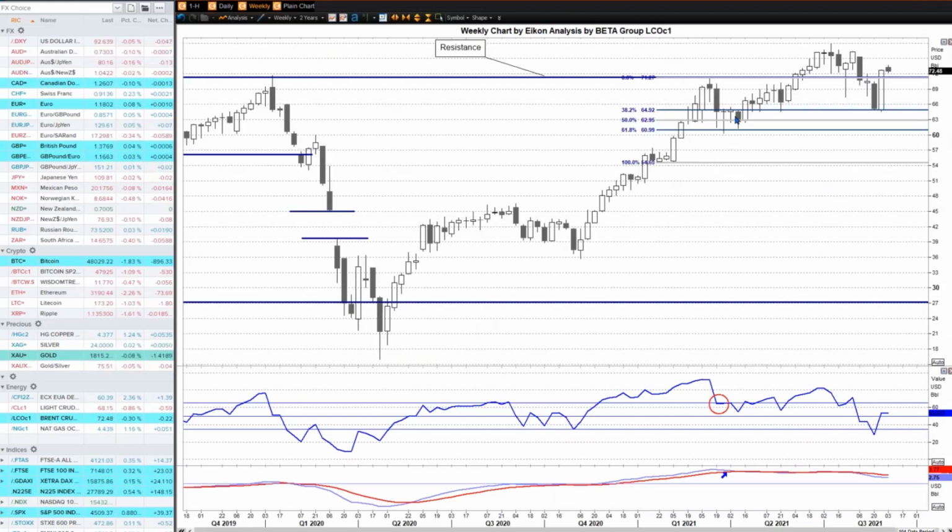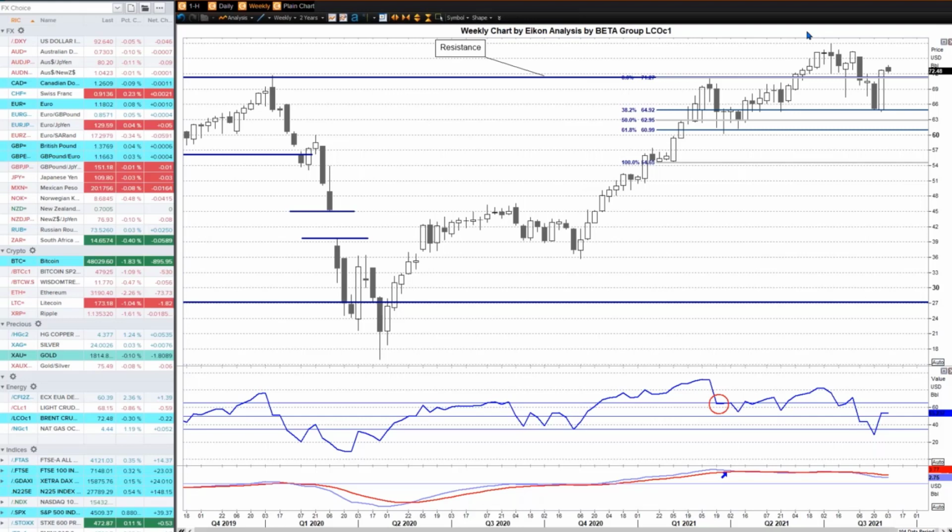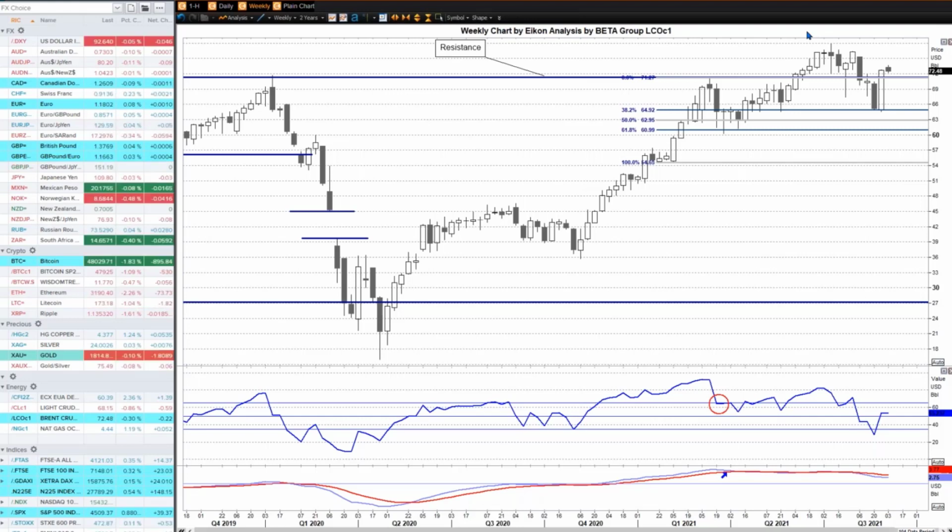So the Brent is suffering. Funnily enough, it all comes from oil. You crack oil to make heating oil and so forth. It's the one that's weakest actually.